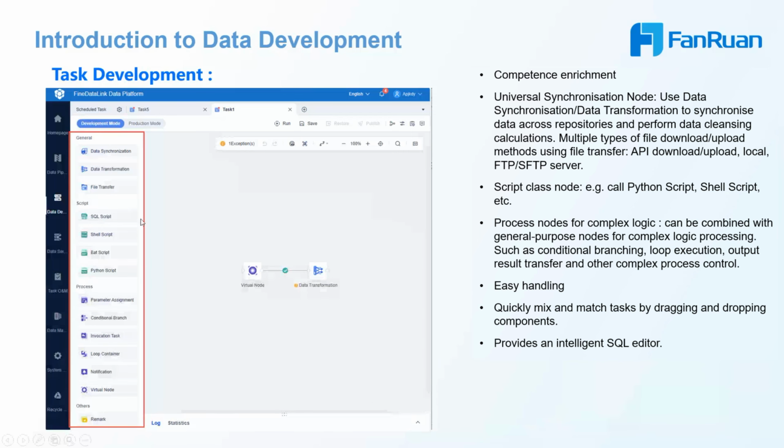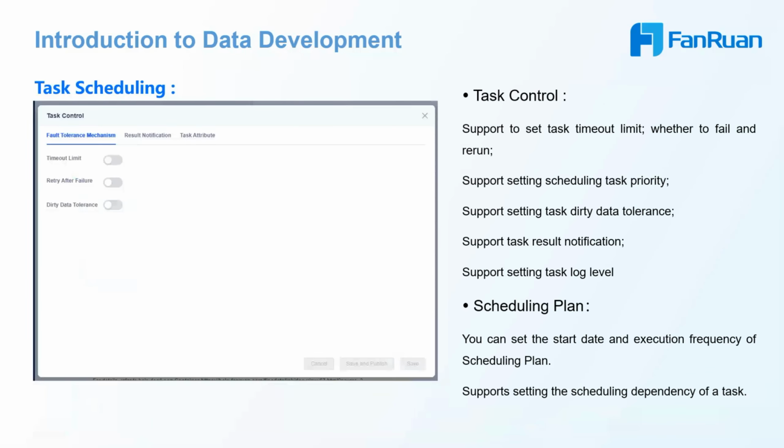Process nodes can be combined with general-purpose nodes for complex logic processing, such as conditional branching, loop execution, output result transfer, and other complex process control. The task development interface is also very user-friendly and a task can be quickly realized by dragging and dropping components. In addition, an intelligent SQL editor is provided.